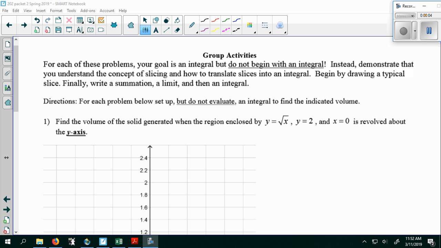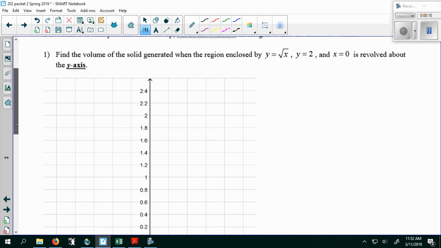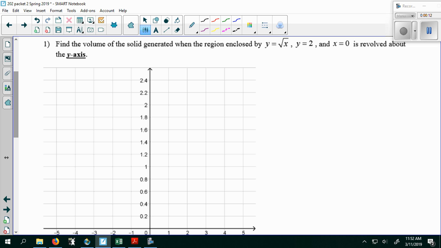Okay, so for each problem, we want to set up but not evaluate an integral to find the indicated volume. Find the volume of the solid generated when the region enclosed by y equals square root x, y equals 2, and x equals 0 is revolved about the y-axis.